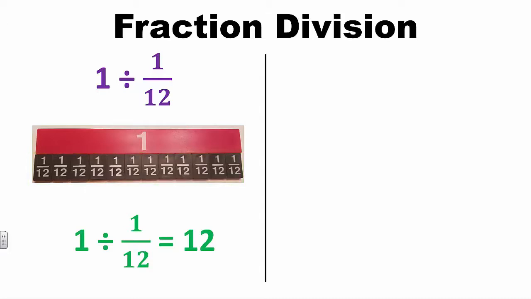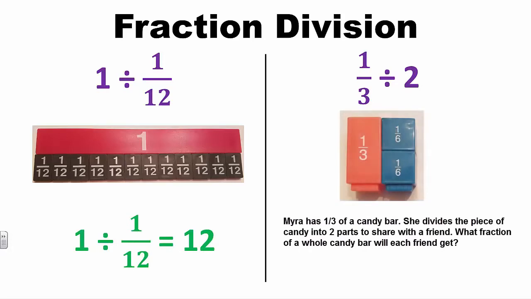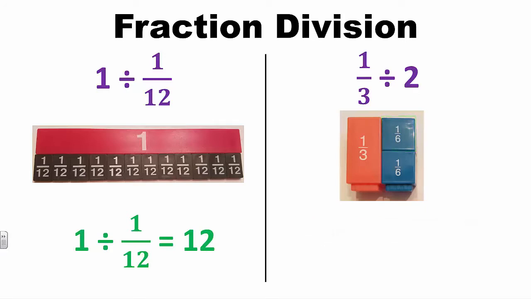Now let's consider 1/3 divided by 2. Consider this context. Myra has 1/3 of a candy bar. She divides the piece of candy into 2 parts to share with a friend. What fraction of a whole candy bar will each friend get? Each friend will get 1/6 of a whole candy bar because 1/3 divided by 2 equals 1/6.